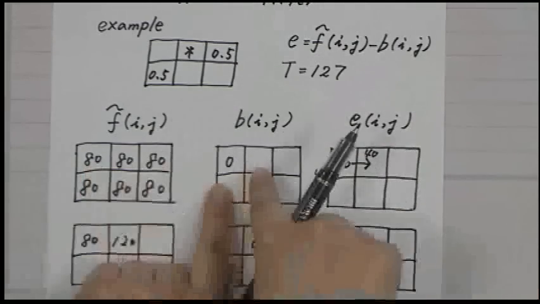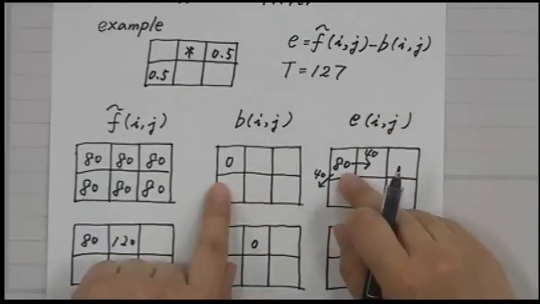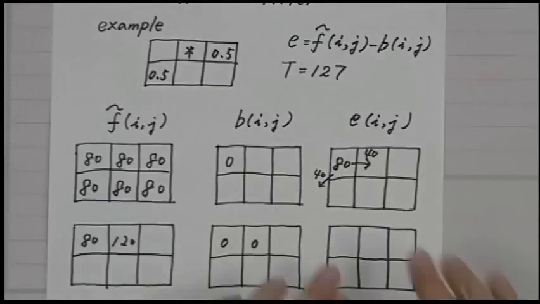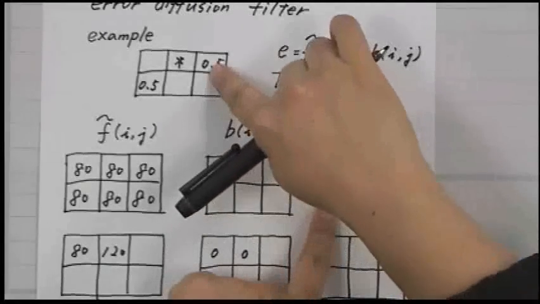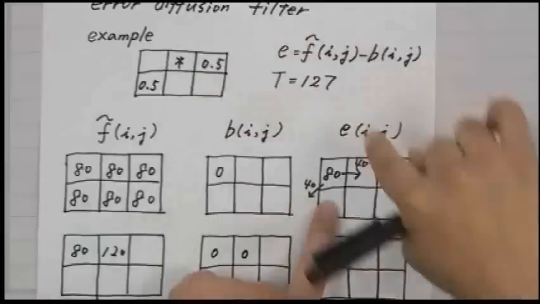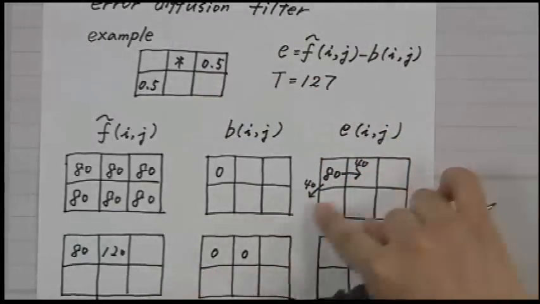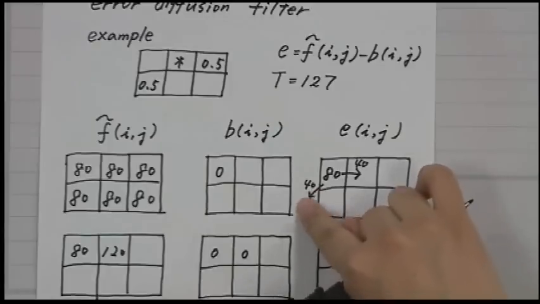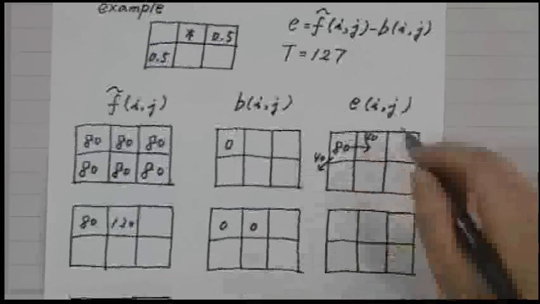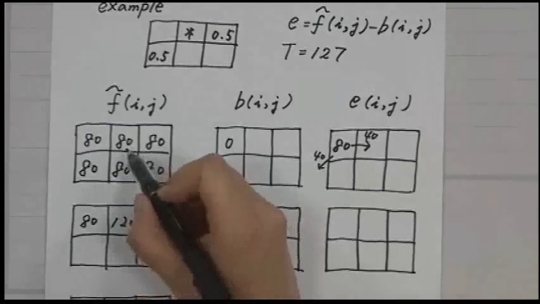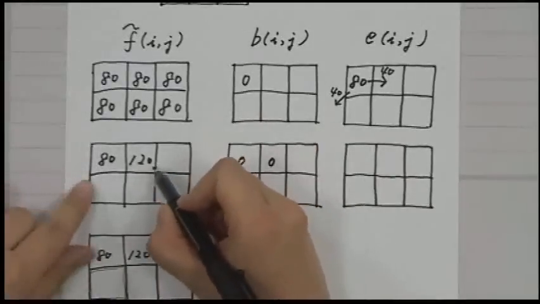So 80 minus 0. So the error of this pixel is 80. And then I want to push the error to neighbors. How? We decided to use this equal weighting. So for the error, this pixel and this pixel, which doesn't exist in this case, so we just consider this one now. So we add this value to this one. So f tilde becomes 120 now.